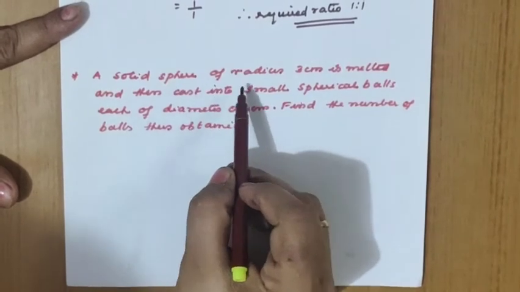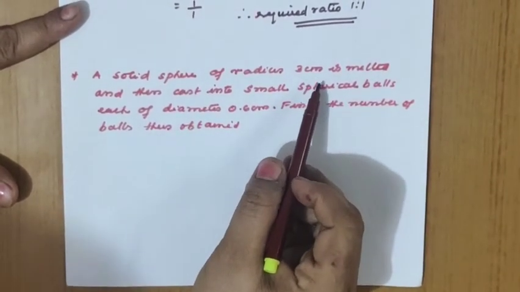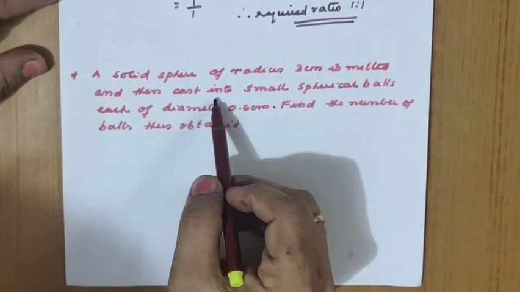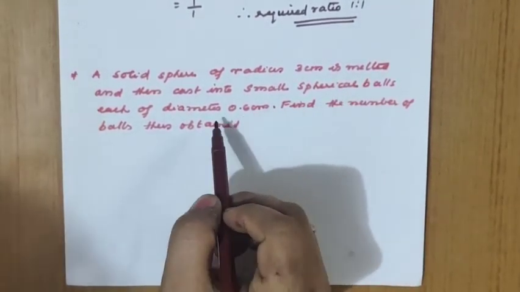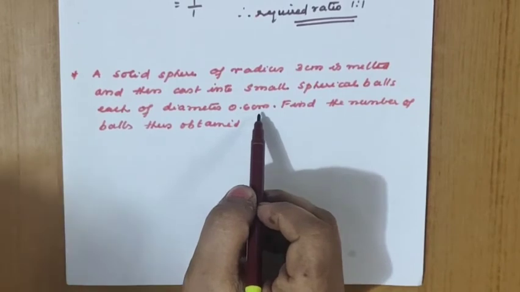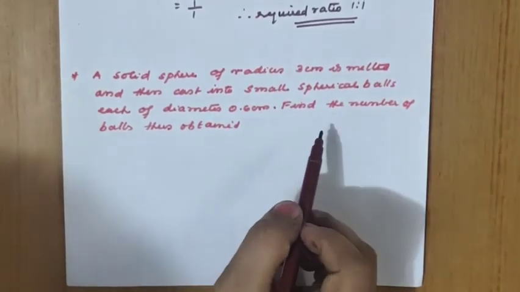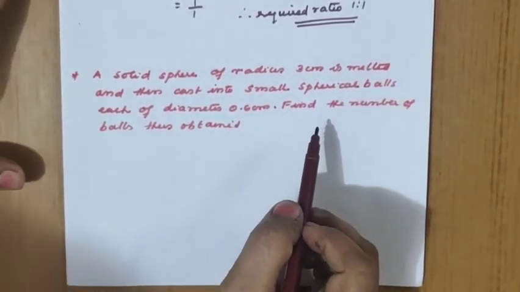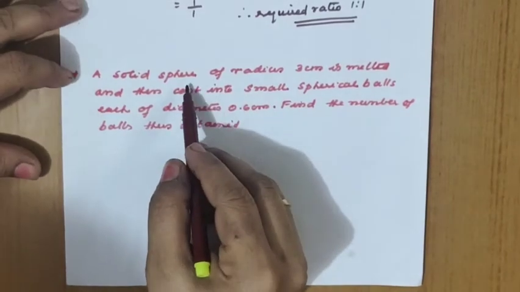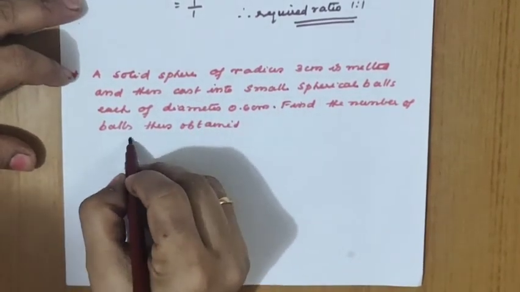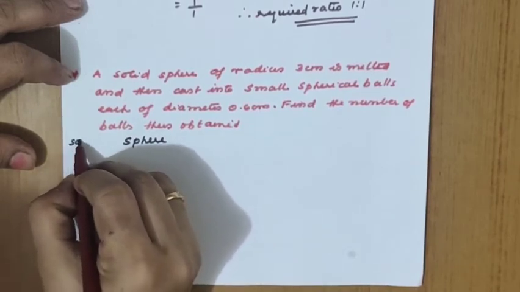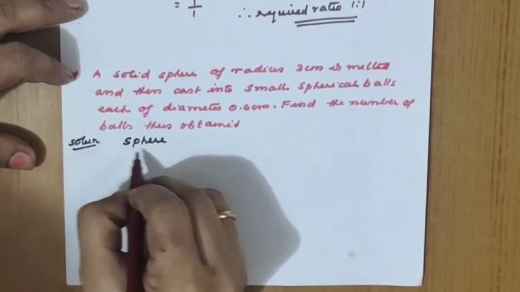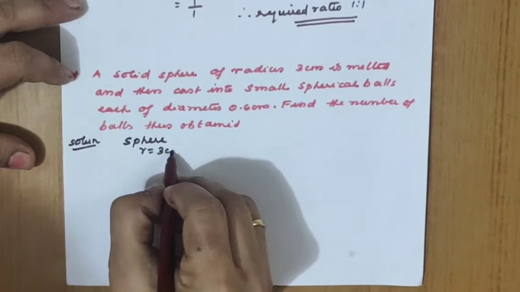A solid sphere of radius 3 cm is melted and then cast into small spherical balls of diameter 0.6 centimeter. Find the number of balls obtained. A solid sphere of radius, so sphere I'll write here. What is the radius? Radius is equal to 3, so r equal to 3 centimeter.